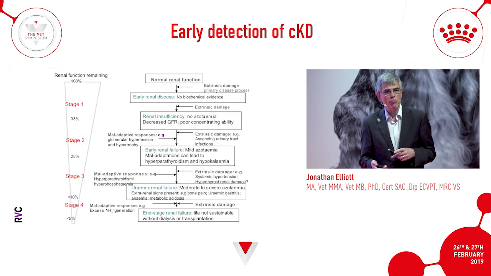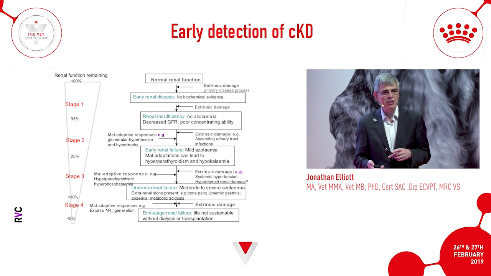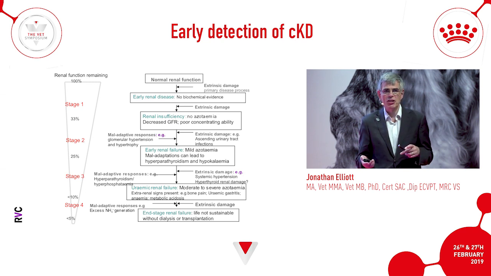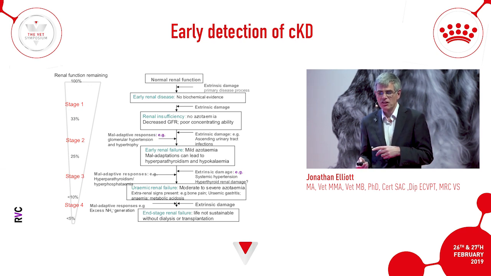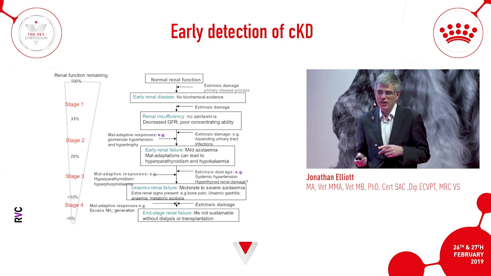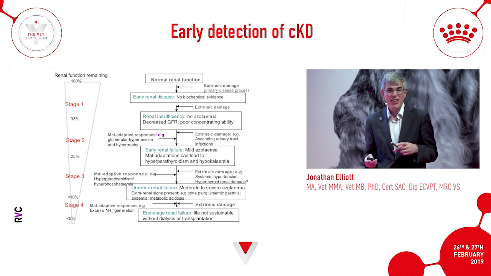I find this diagram quite useful when I'm teaching about kidney disease. It has the IRIS staging system on it, but it uses terminology that's common in many of the textbooks as well, which is very imprecise. And it explains what we mean about the different stages of kidney disease. Normal kidney function with a full complement of nephrons will be subject to extrinsic damage from a primary disease process. And that will give rise to what some people would call early kidney disease, where there's no biochemical evidence. There's no change in the plasma creatinine concentration, for example. And that would be stage 1.